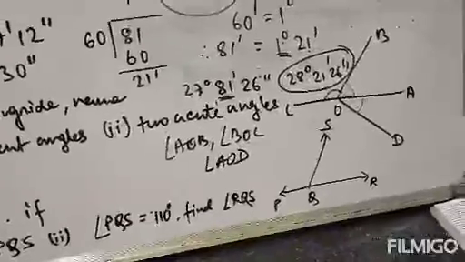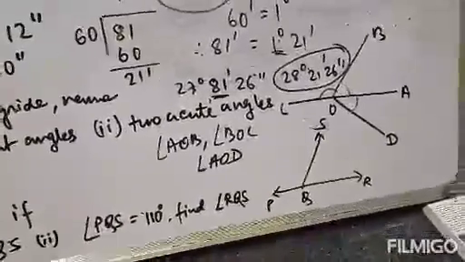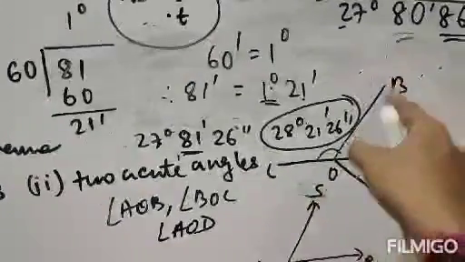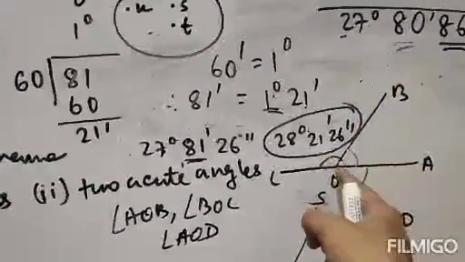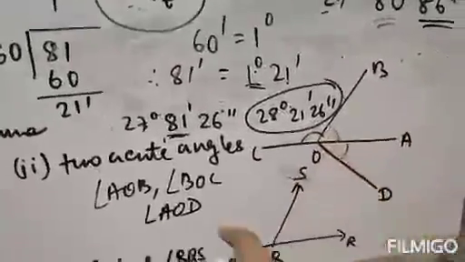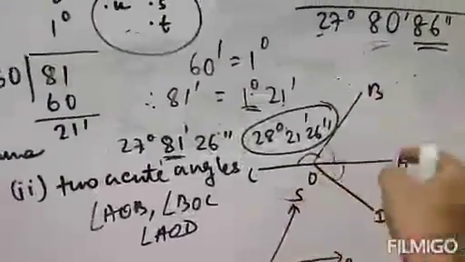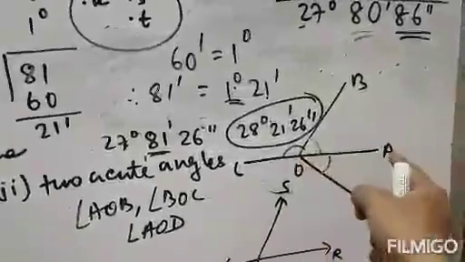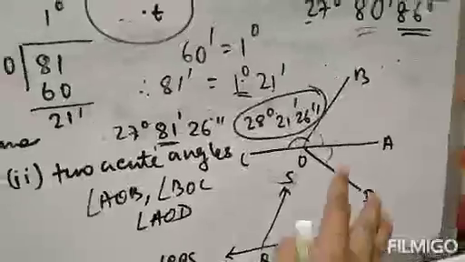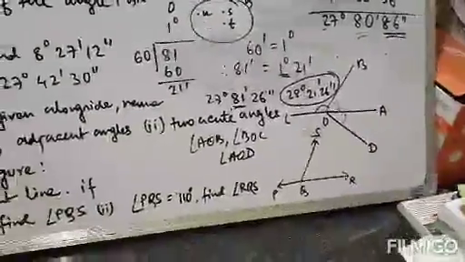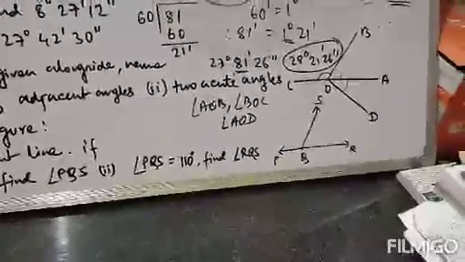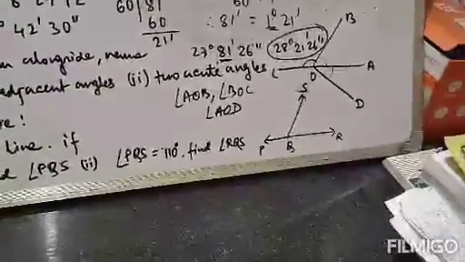Number 3, other arms of the angles, they are on the opposite side of the common arm. If you take AOB and angle BOC, common arm is OB, and the other 2 arms are OC and OA, so they are opposite to each other with respect to the common arm. If you take angle AOB and angle AOD, common arm is OA, and the other 2 arms are OB and OD, so they are also opposite. So third condition is also satisfied. So we can say that these 3 pairs are adjacent angles: AOB, BOC, and AOD.